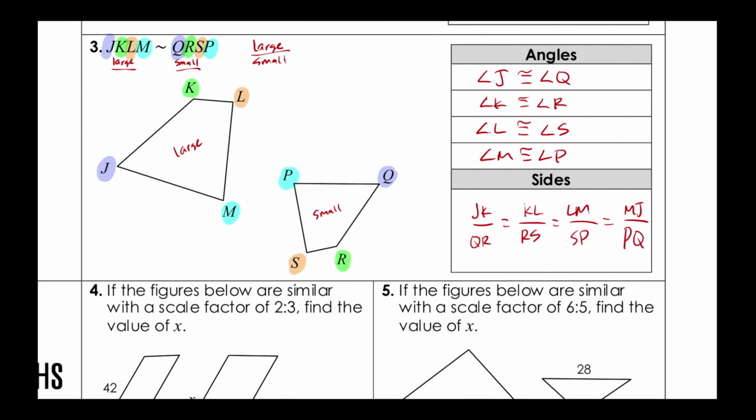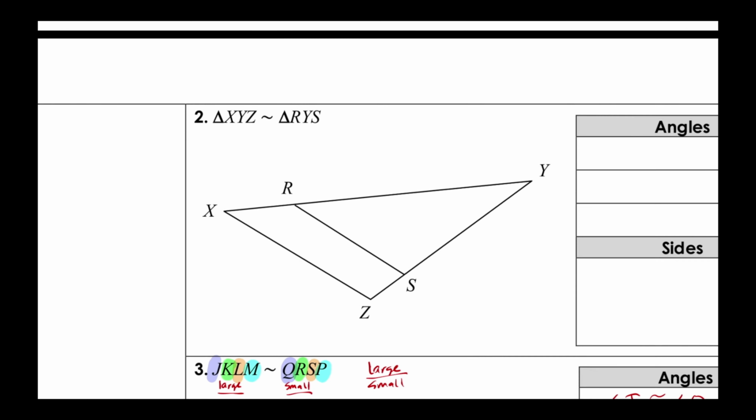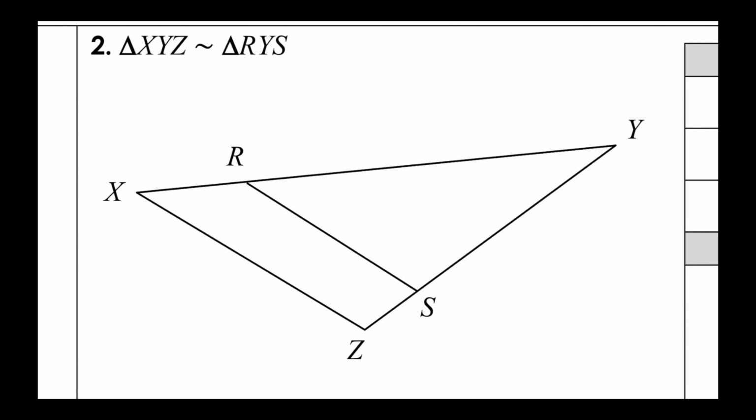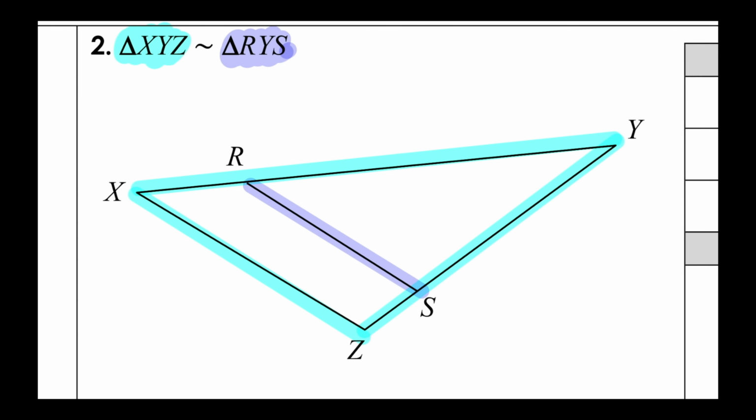Okay, so let me go here really quick. I want to show you something. This is telling you triangle XYZ, so that's this one right here, is similar to triangle RYS. And if you look here, RYS is this small one here. And if you notice, these triangles are on top of each other.